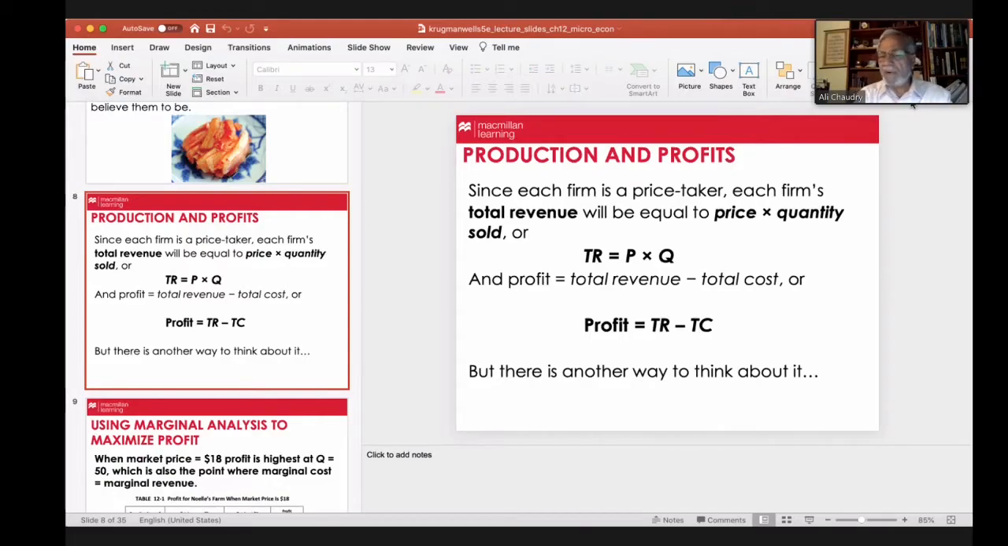We discussed total revenue before. Total revenue is simply price times the quantity. And the price is fixed by the market. Quantity is what the firm is going to choose. How much, that is, what is the volume of their production? What is the size of their plant? Size of their factory? How big do they want to be?